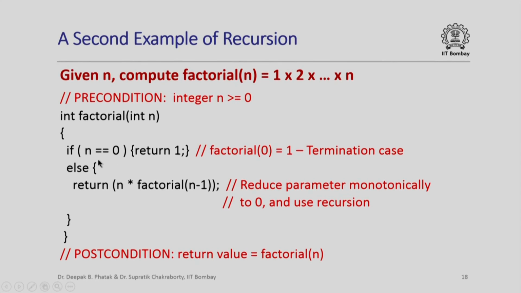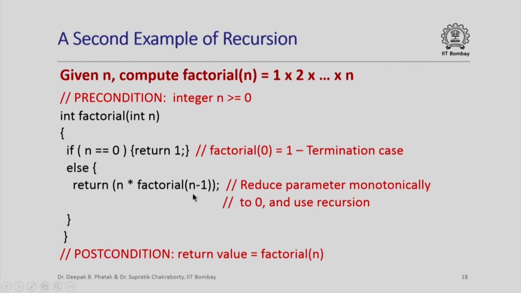So we say if n is 0, then we return 1 because factorial 0 is 1, this is the termination case. Otherwise, if n is greater than 0, then we return n times factorial n minus 1. This is the definition of factorial n, and we just use that definition in this recursive formulation. Note that given value of n, I am decrementing it so that I am moving towards 0, and 0 is the termination case.